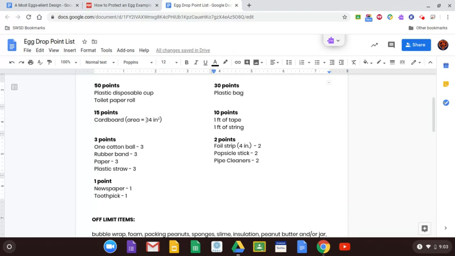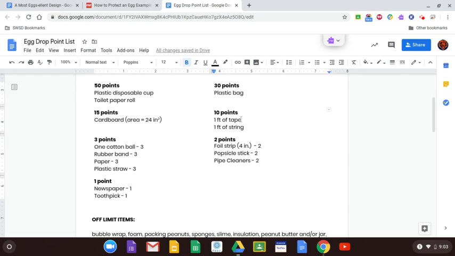Cardboard. Now, this is an area of 24 inches squared. So, I believe you learned how to calculate area, length times width. You can measure the cardboard piece and figure out what the surface area is. So for every 24 square inches of cardboard that you use is worth 15 points. And later on when we have our conferences, if you need help calculating that, I can be of assistance.